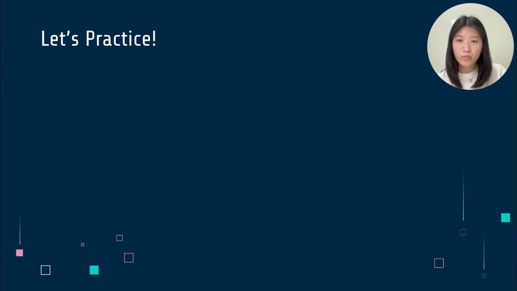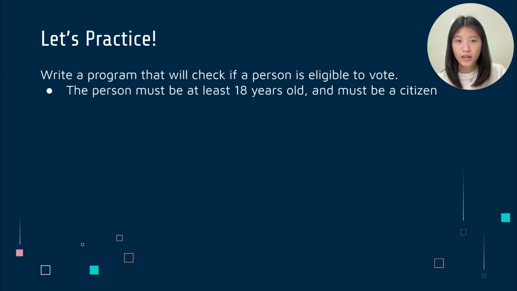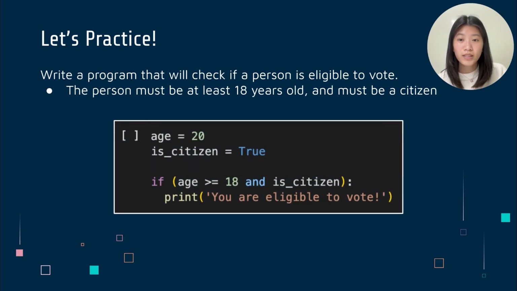Let's do one more example before we move on to loops. So write a program that will check if a person is eligible to vote. And for this example, we're going to use the following rules. The person must be at least 18 years old, and they must be a citizen. So this is the solution that we came up with. Yours may look a little bit different, but whatever works best for you.